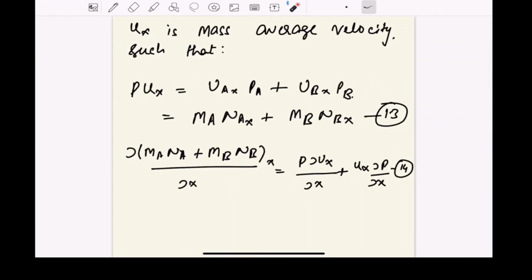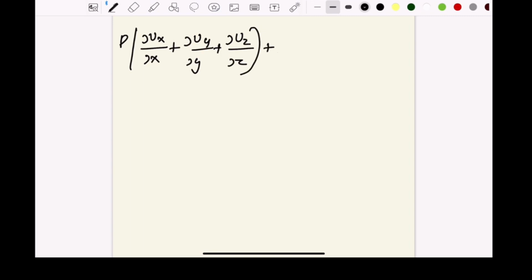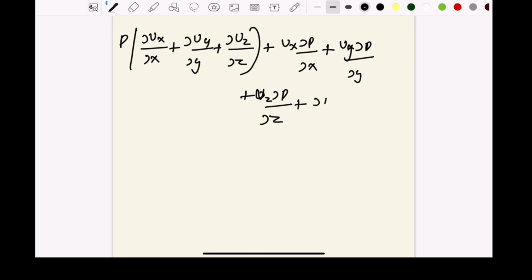So equation number 10, with the use of equation number 14, becomes ρ times (∂Ux/∂x plus ∂Uy/∂y plus ∂Uz/∂z) plus Ux ∂ρ/∂x plus Uy ∂ρ/∂y plus Uz ∂ρ/∂z plus ∂ρ/∂θ is equal to 0. This becomes equation number 15.